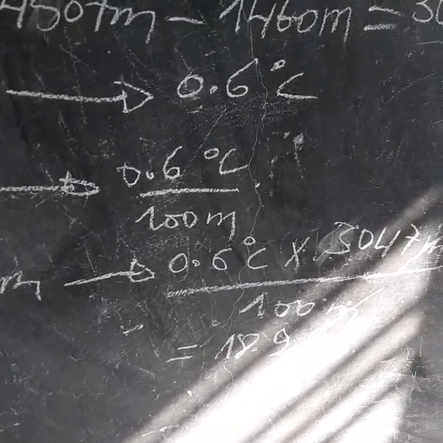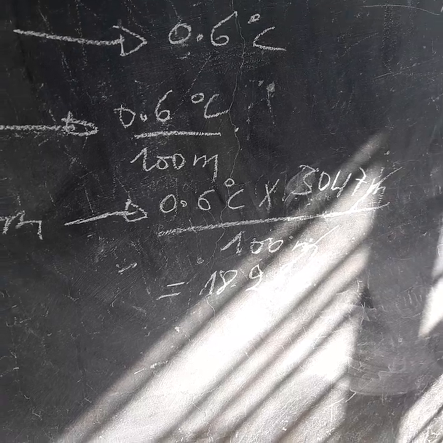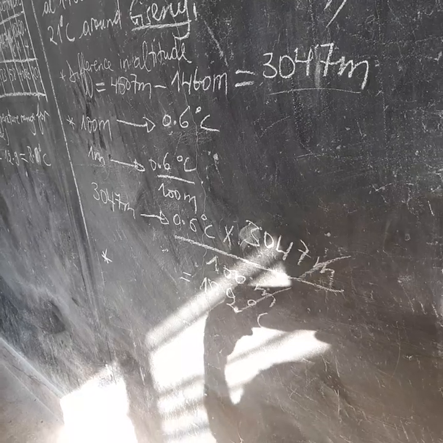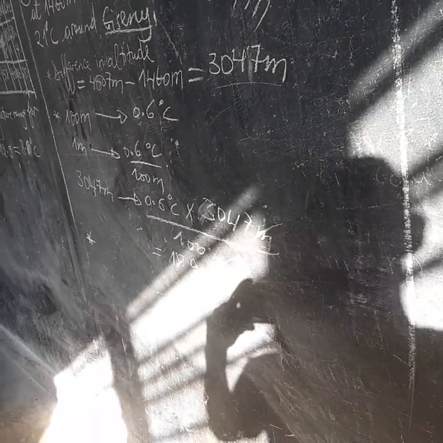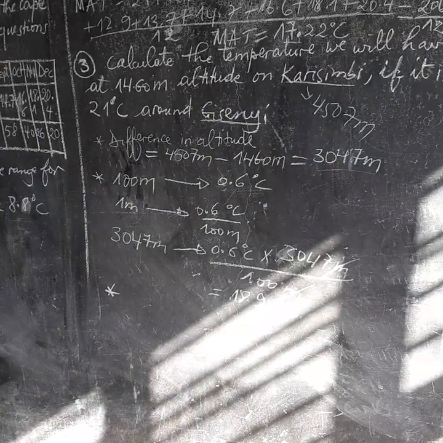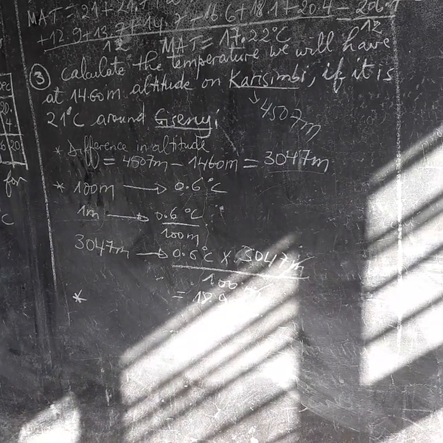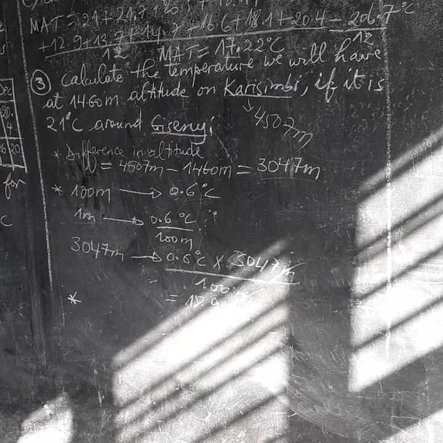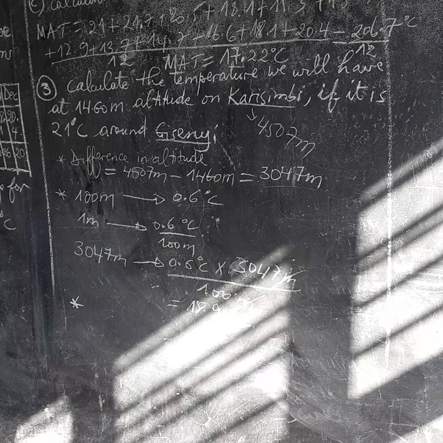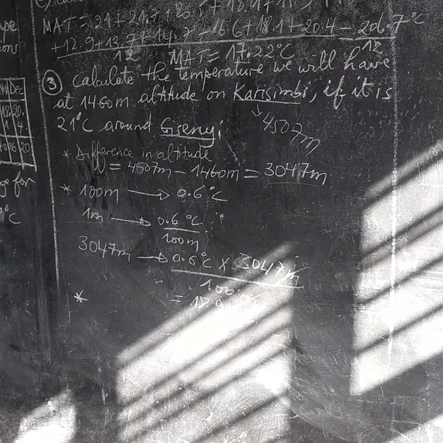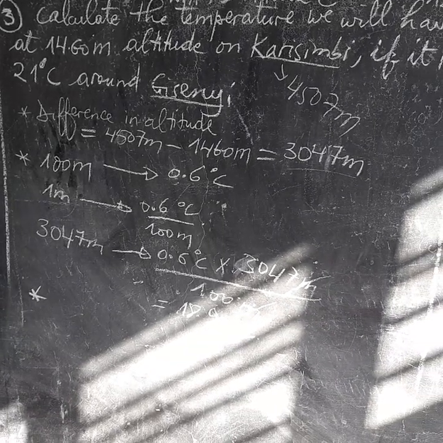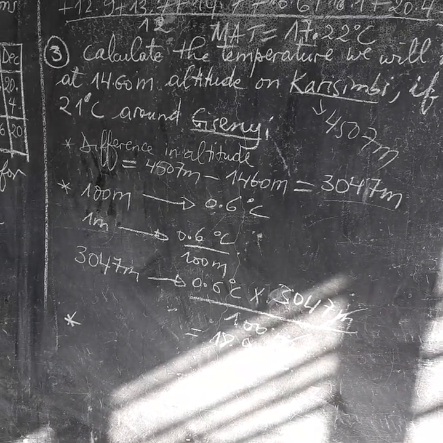And then we are going to see step number three. Remember, they have told us that we are going to calculate the temperature at Karisimbi. And remember, when you are coming from Gisenyi, going to Karisimbi, you are moving upwards. You are climbing the mountain, which means the higher you go, the cooler it becomes. When you move upwards, the temperature will decrease. Are you getting me? The temperature decreases with an increase in altitude.